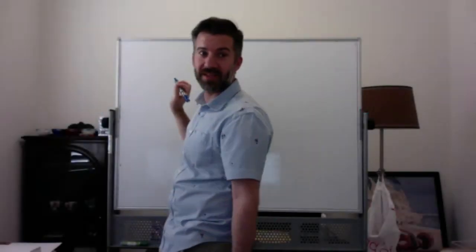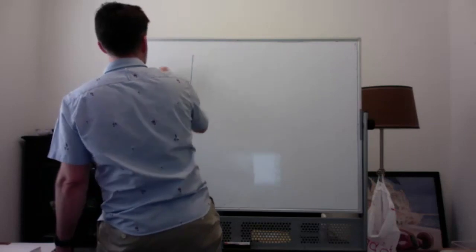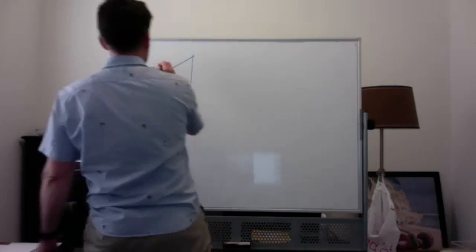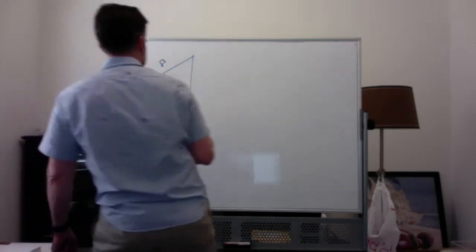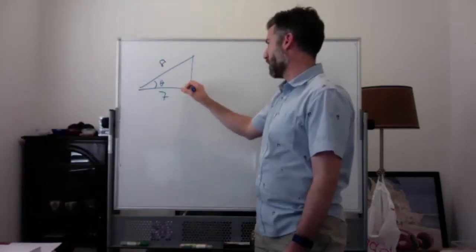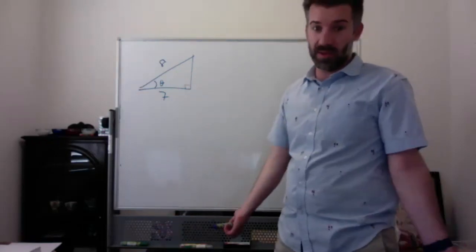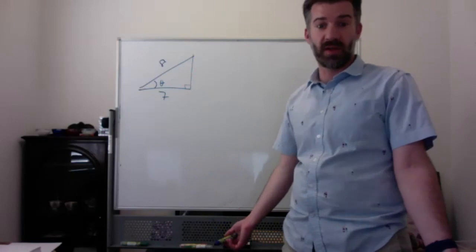So find the 6 trigonometric functions of theta. So here's our triangle with sides 8 and 7. We're given this triangle and asked to find the 6 trigonometric functions of theta. Right off the bat, we could find cosine. The cosine of theta is definitely going to be 7 over 8.